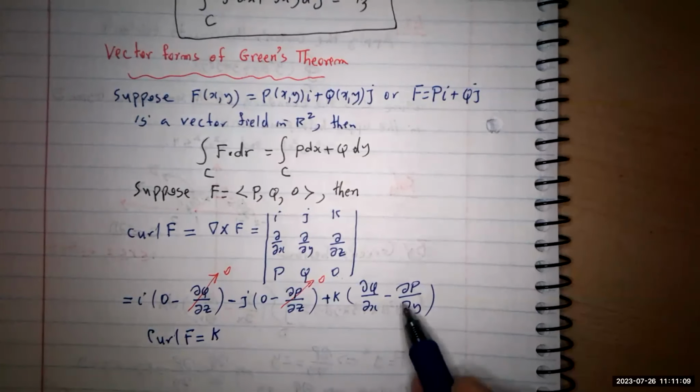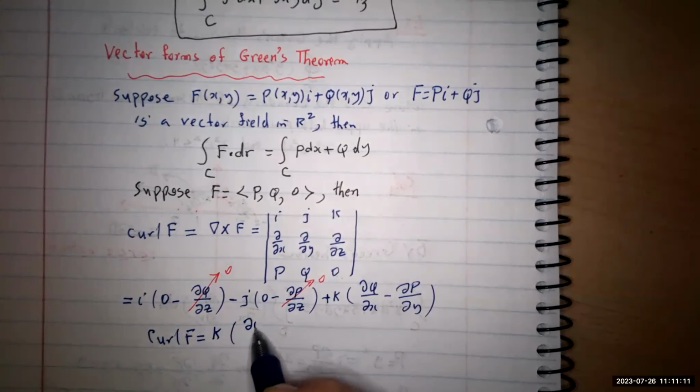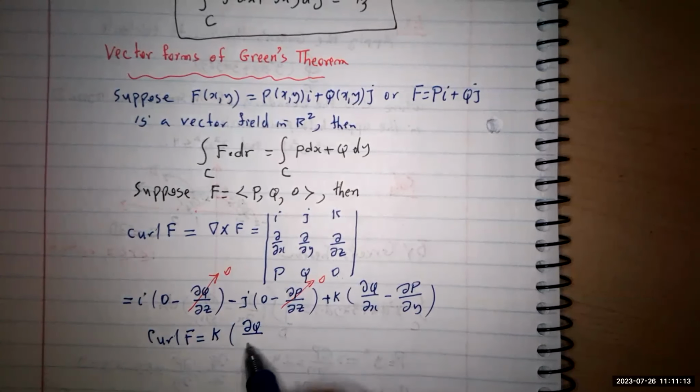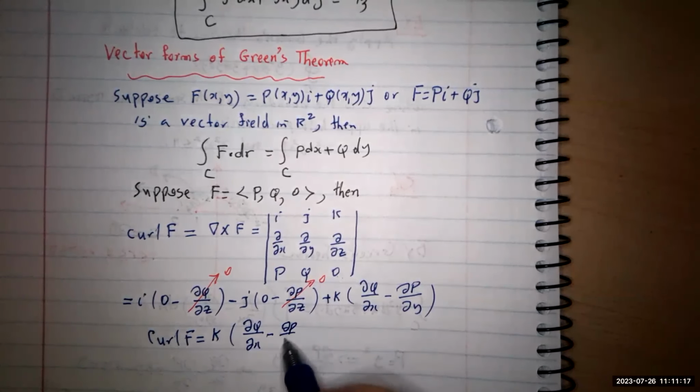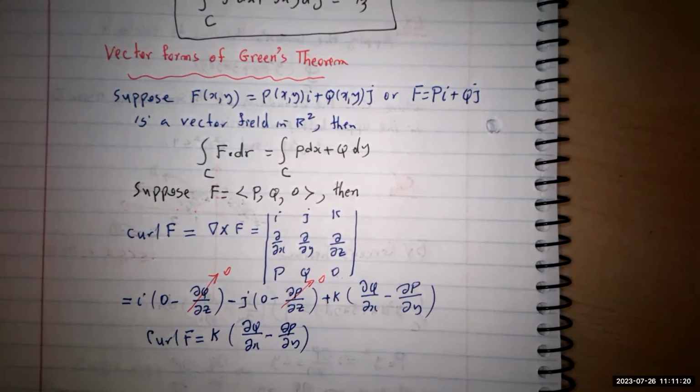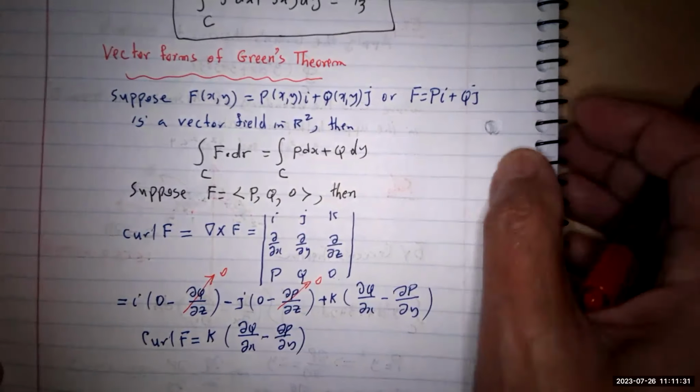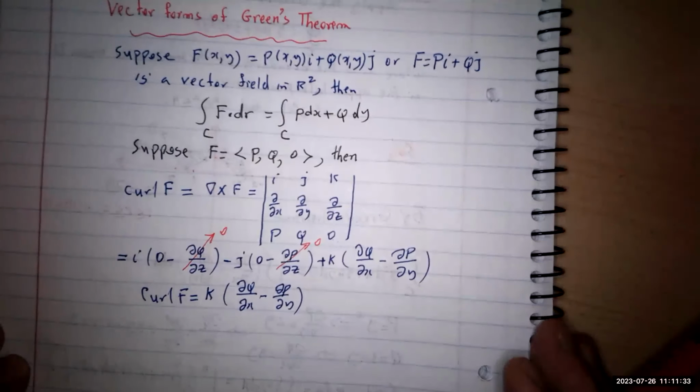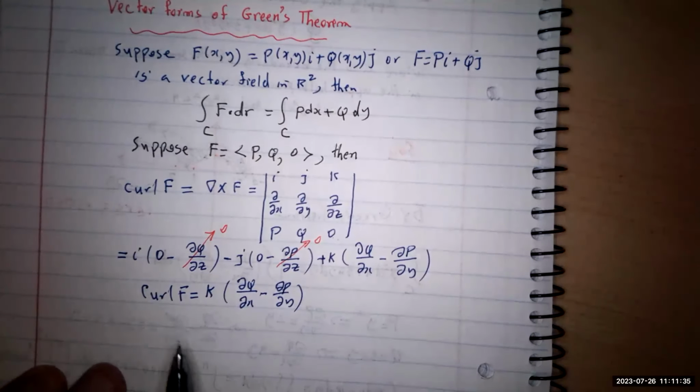It's going to be K times this expression that you know is part of Green's theorem: partial Q partial X minus partial P partial Y. So this is what I'm going to get. Now I would like to get rid of this K. So I multiply both sides as a dot product, of course, because they're all vectors, times K.